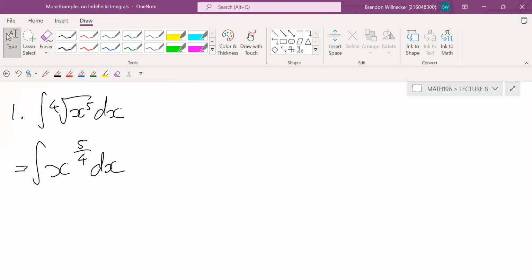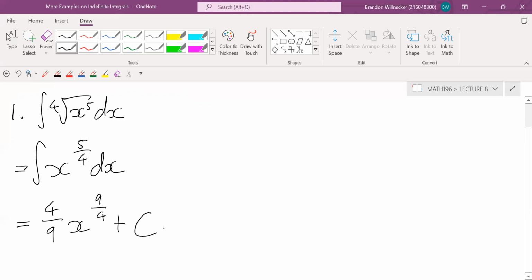Now that we've got an exponent, we can easily use the power rule for antiderivatives. So if we add 1 to the exponent, we're going to get 9/4. Then dividing by 9/4 is the same thing as multiplying by 4/9. So we get 4/9 x to the 9/4. And don't forget the plus c, because we want the whole family of antiderivatives, not just one.